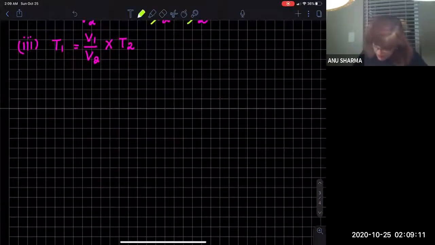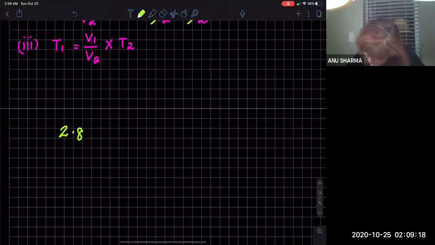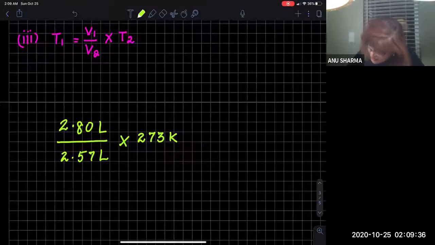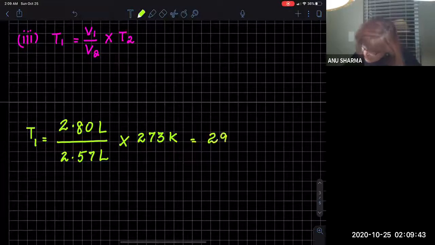So we have now V1 is 2.80 liters over V2 is 2.57 liters. Okay, multiply these two by 273 K, and this is our value of T1, and this comes out to be 297 K.